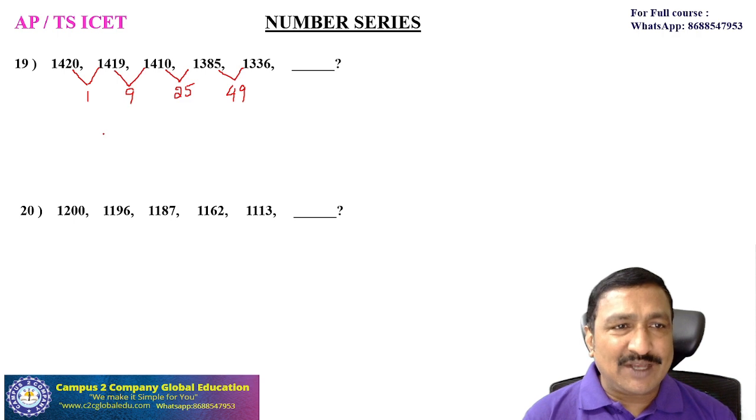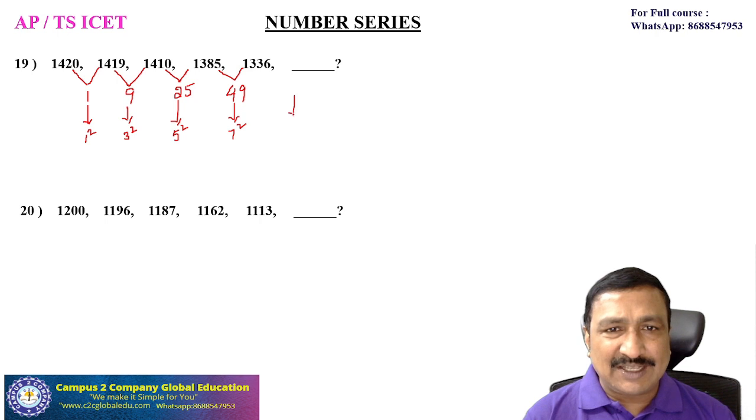So squares of which numbers? Squares of odd numbers. So 1 can be written as 1 square, 9 can be written as 3 square, 25 can be written as 5 square, and 49 can be written as 7 square. So these are the squares of odd numbers. So the next number should be decreased by 9 square. 9 square is nothing but 81. So we have to subtract 81.